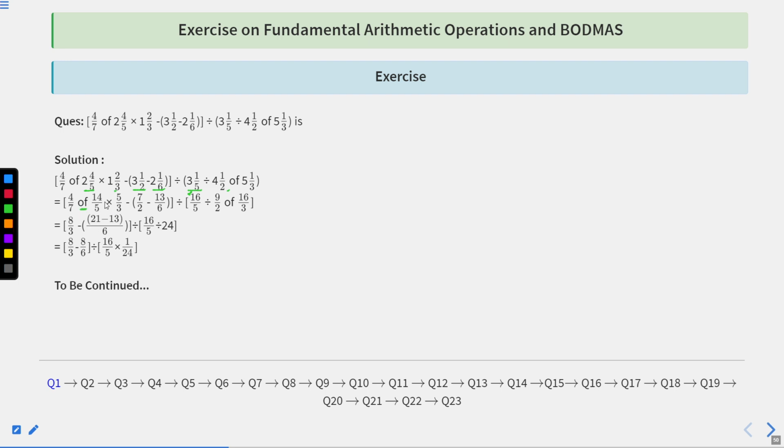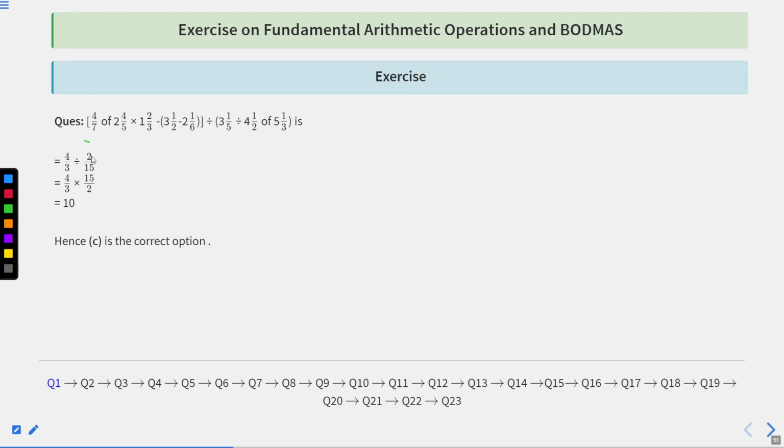On simplifying this, we will get 8 by 3, and on simplifying this one, taking LCM, we will get 21 minus 13 upon 6. And on simplifying this part, we will get 16 upon 5 divided by 24. Now, further simplification is required. So, we leave 8 upon 3 as it is, and this will give you 8 upon 6. So, 16 upon 5 remains as it is, and let's write this divide by 24 in a proper manner so that it is easy for us to understand. It will be 16 upon 5 into 1 upon 24.